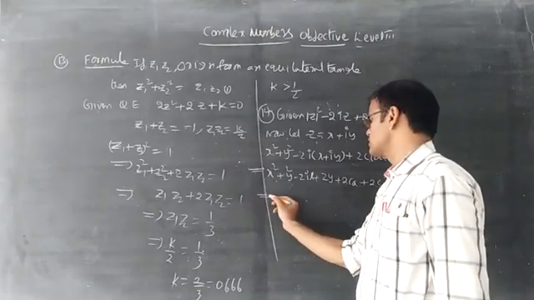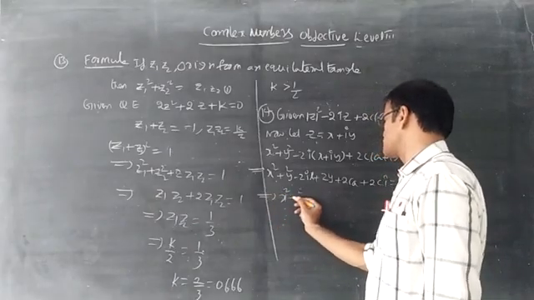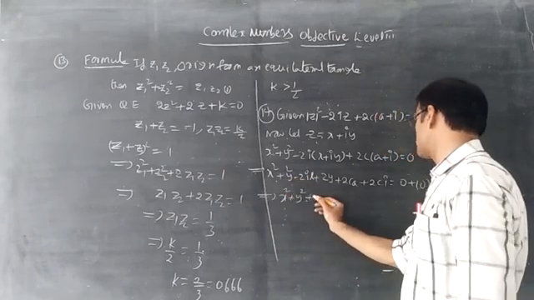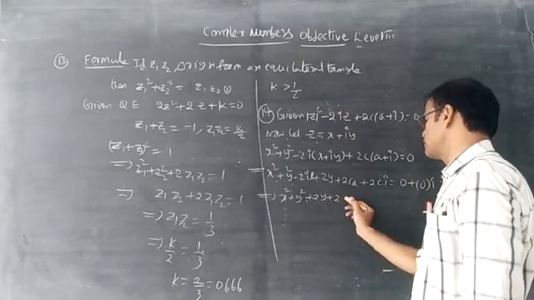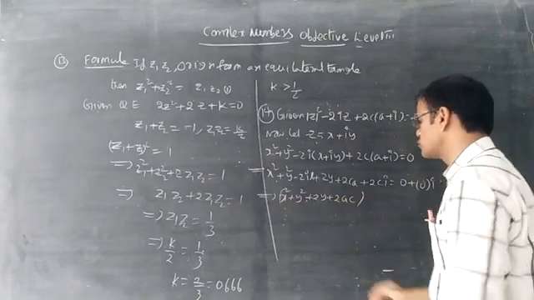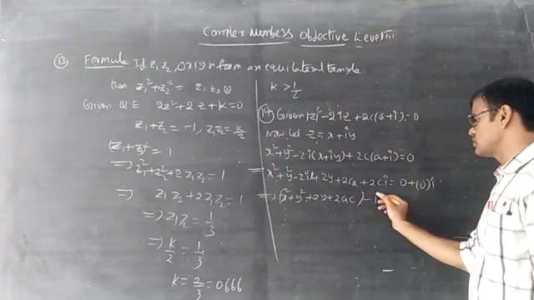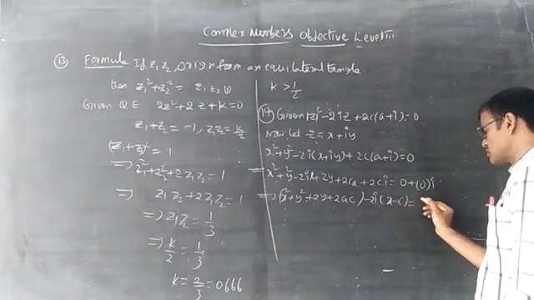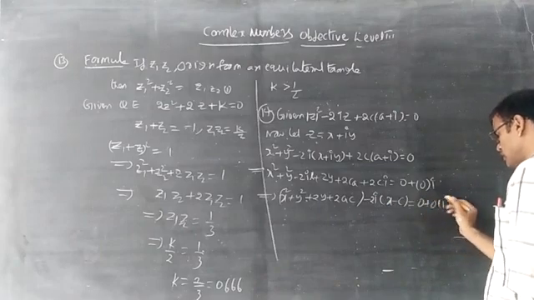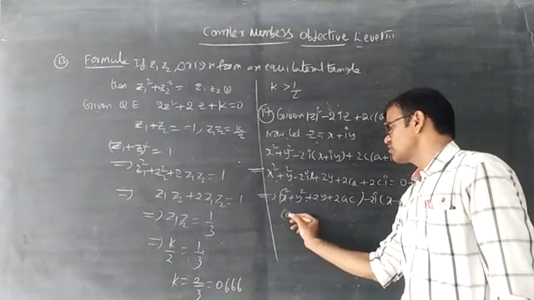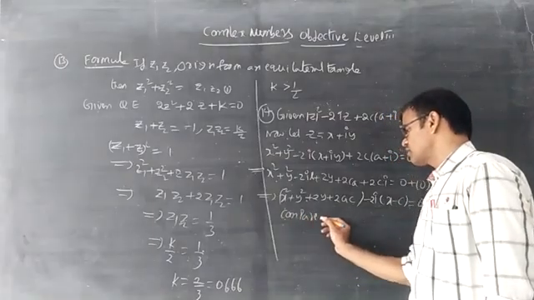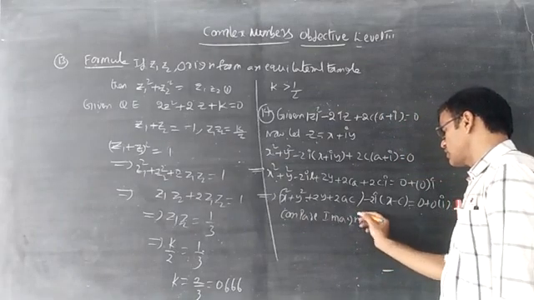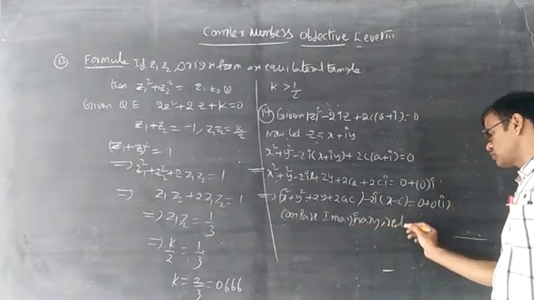That implies write like this: x² + y² + 2y + 2ac, minus i taken common, along with 2 minus 2i taken common, (x − c) = 0 + 0i. Therefore compare imaginary part and real part. First I am comparing imaginary parts, comparing imaginary and real parts both sides.